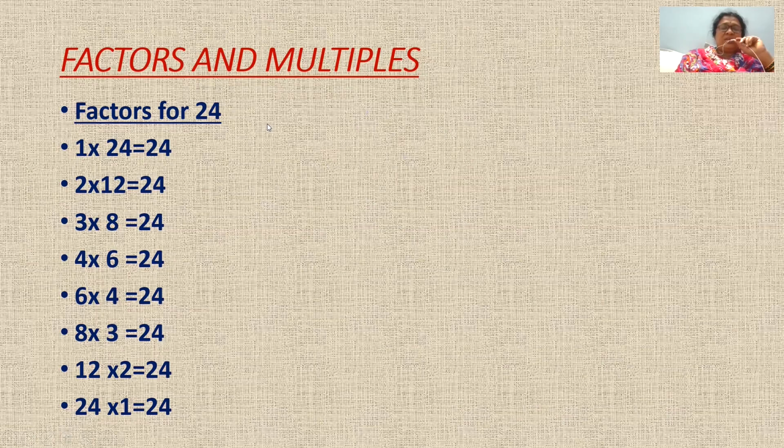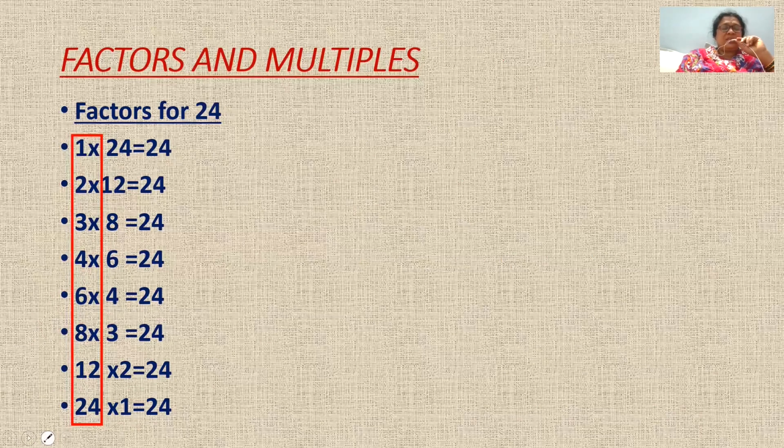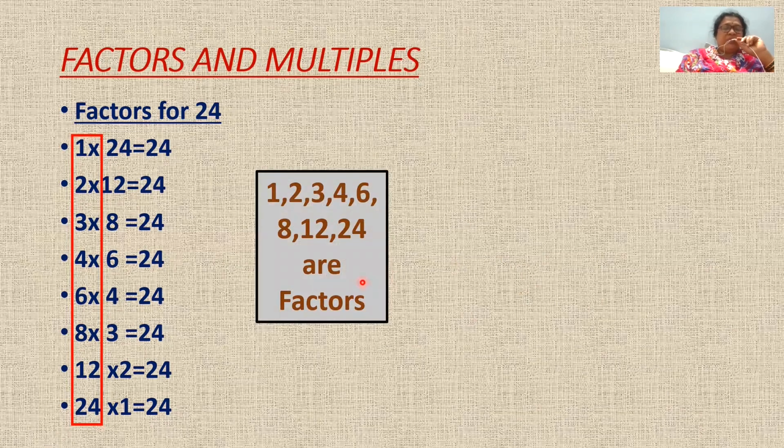You can reverse the other numbers also: 4 into 6 can be written as 6 into 4, 3 into 8 as 8 into 3, 2 into 12 as 12 into 2, and 1 into 24 as 24 into 1. Therefore, the factors will be the numbers which are inscribed in the box. These are the factors of 24.